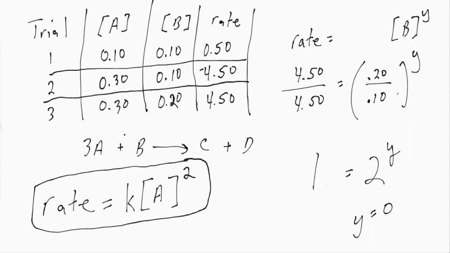3 moles of A plus a mole of B yields a mole of C product and a mole of D product.